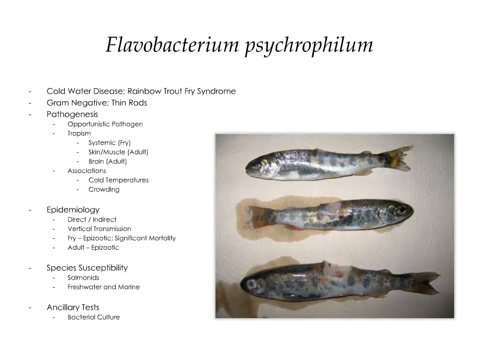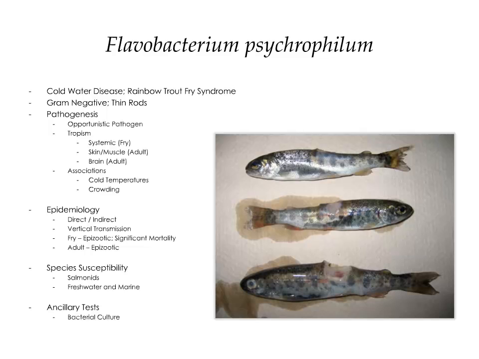Flavobacterium psychrophilum is the agent responsible for cold water disease, hence the name. Other diseases associated with this bacterium include rainbow trout fry syndrome. Flavobacterium psychrophilum is a gram-negative, thin rod-shaped bacteria. It's an opportunistic pathogen. The tropism of the bacteria is dependent on the age class. Fry generally develop systemic infections. In the adult, the bacteria have a tropism for the skin and skeletal muscle. However, skin infections can progress to systemic infections, at which point the bacteria can settle in the brain.